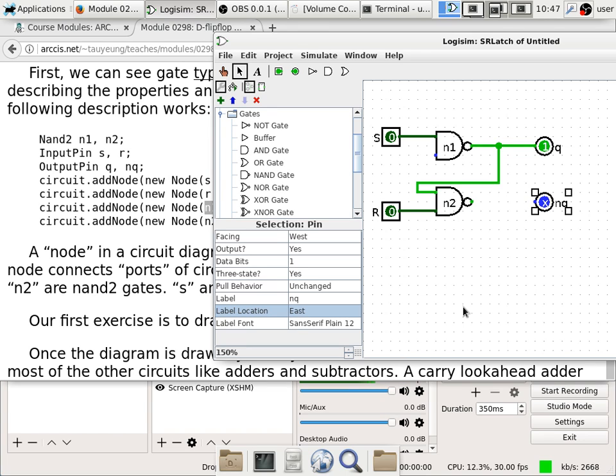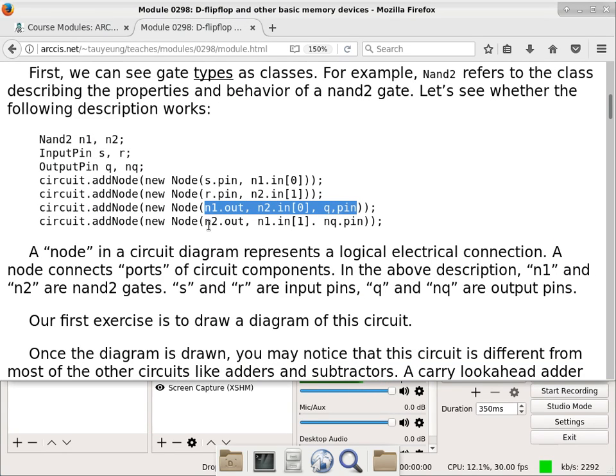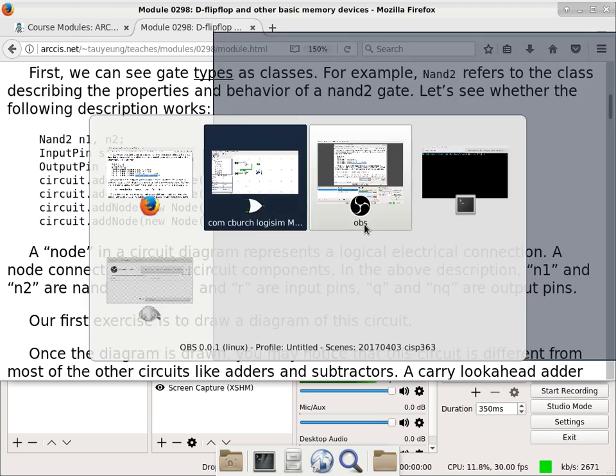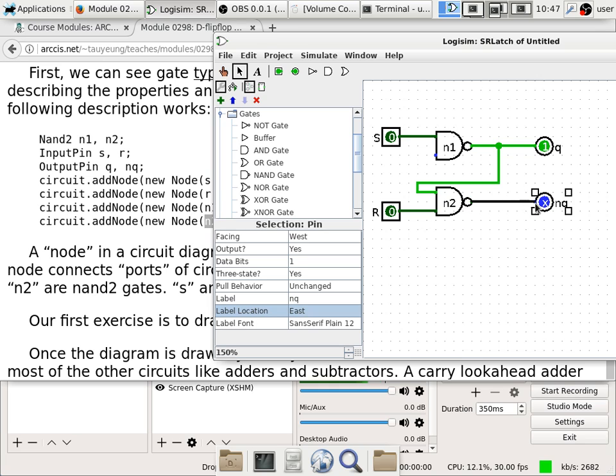So far, there's no loop yet, okay? But the next step will give us a loop. The last step is to connect the output of N2 to the input of N1, and also to the output pin NQ. So that would be going from this pin to this pin here, but also going back to here.